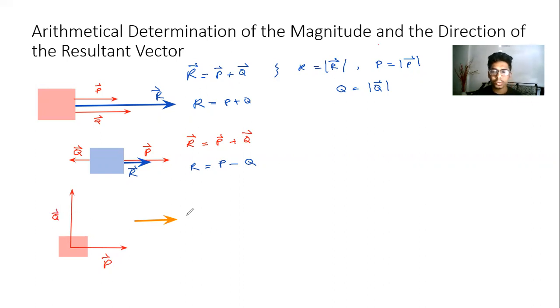Now I'm going to follow the triangle law of vector addition. So let's take P and Q here. I take one vector here, and take the next vector Q here. So from the triangle law of vector addition, the resultant will be the line joining from here to here.